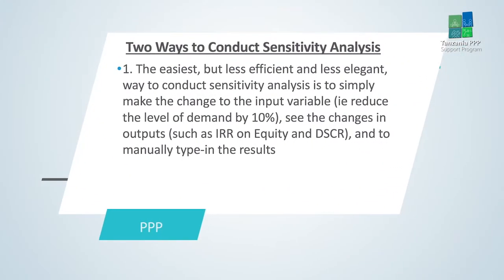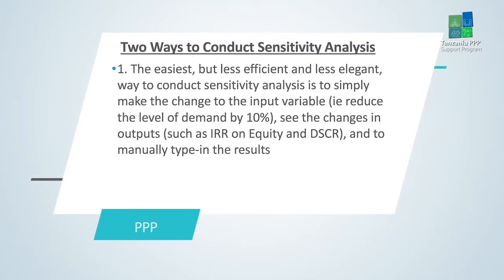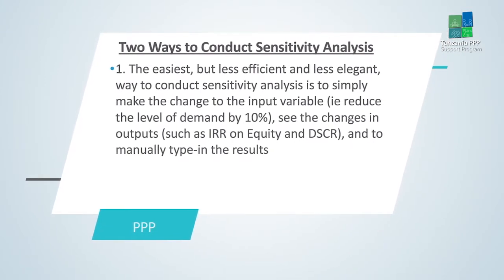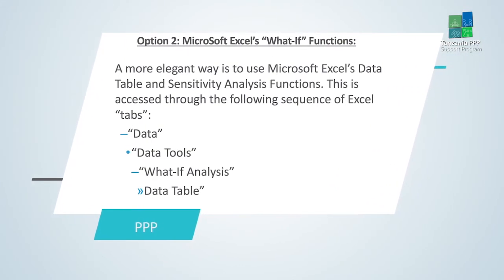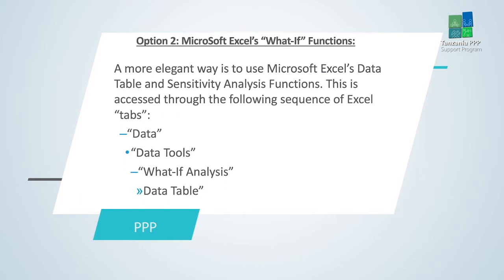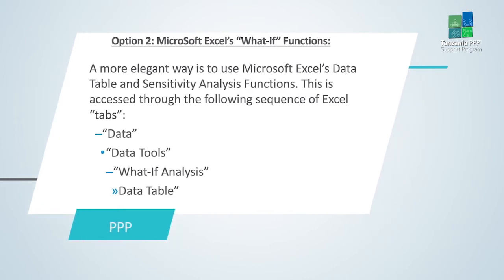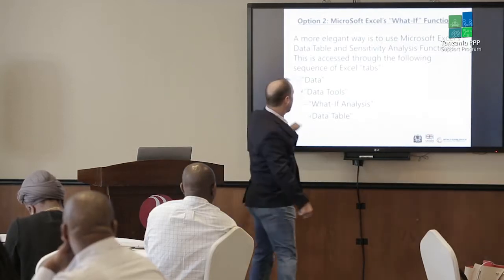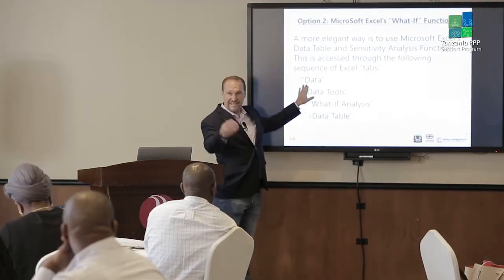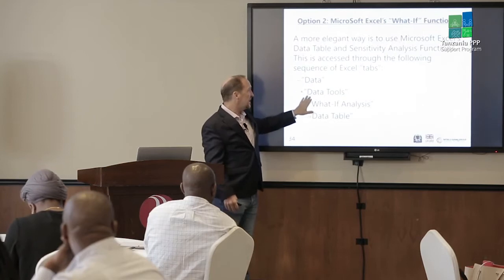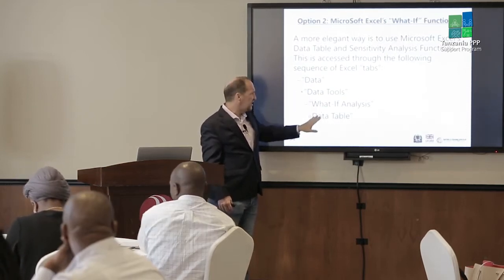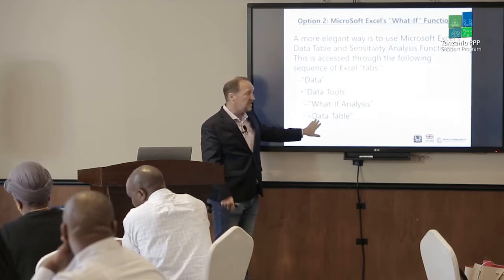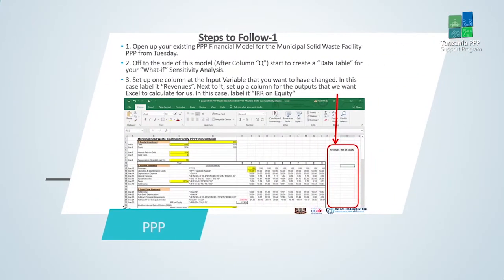There's a far more elegant way of doing it, which is using Microsoft's What If function. A more elegant way to do this is to use Microsoft Excel's data table and sensitivity analysis functions. Here is the sequence. I'm going to guide you through it step by step, but you first go to your data tab. Under data, you pick data tools. Under that, you pick what if analysis, and then you create a data table. But let's walk through this step by step.